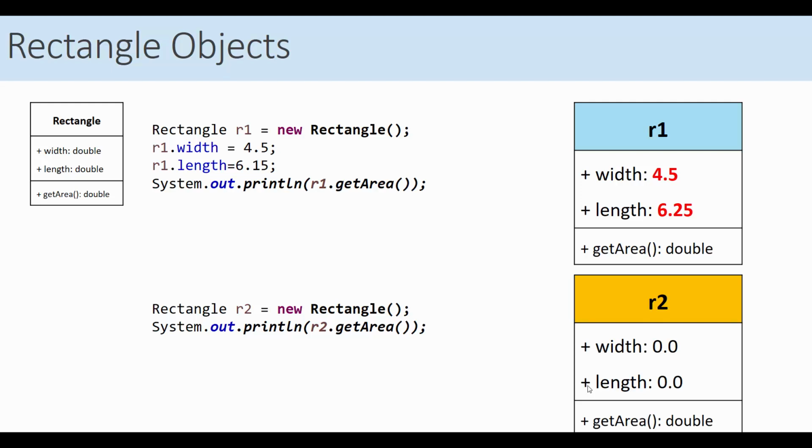Then we instantiated R2. Now we have two instances of the same class in memory. Each instance has its own space, its own variables, its own values. You know why the width and length of R2 are zeros? You can set the values and then getArea will be ready to be used.